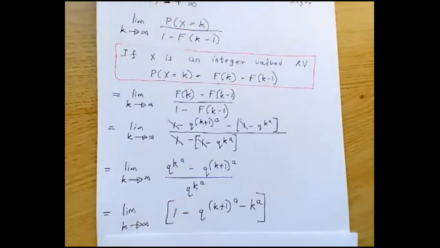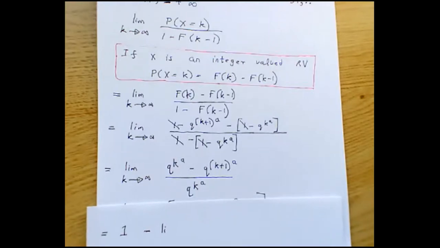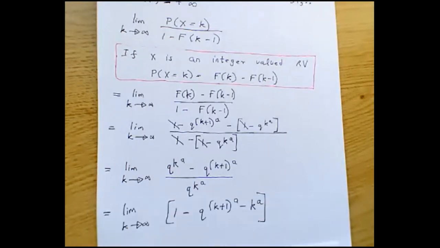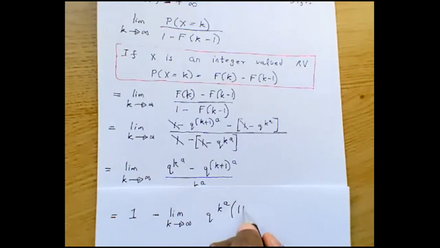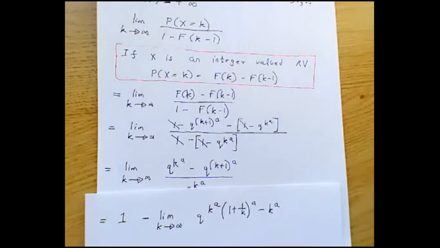So basically all you have to do now is put the limit. One is a constant, so you can take the limit inside. So you can write it as 1 minus the limit as k goes to infinity of q. Just give me a sec. I'm going to write this term here. You see what I've done?